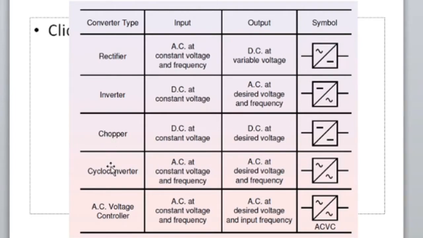Next, cyclo converter. Cyclo converter is a circuit that converts fixed AC to variable AC. Here, the main function of the cyclo converter is to change the frequency. We can change both magnitude as well as the frequency, but cyclo converter is used mainly for changing the frequency. That's why it is called a cyclo converter.